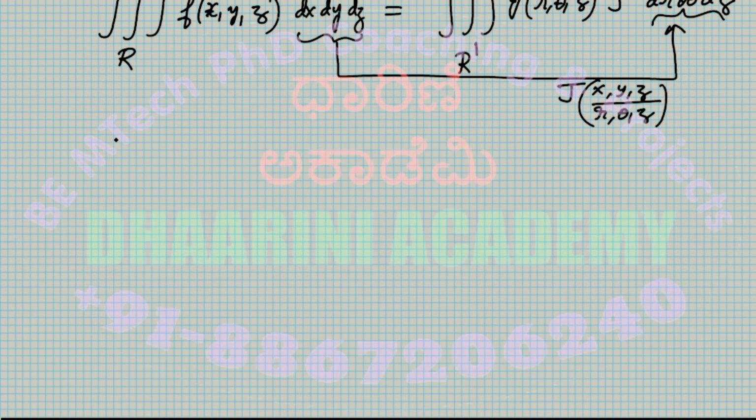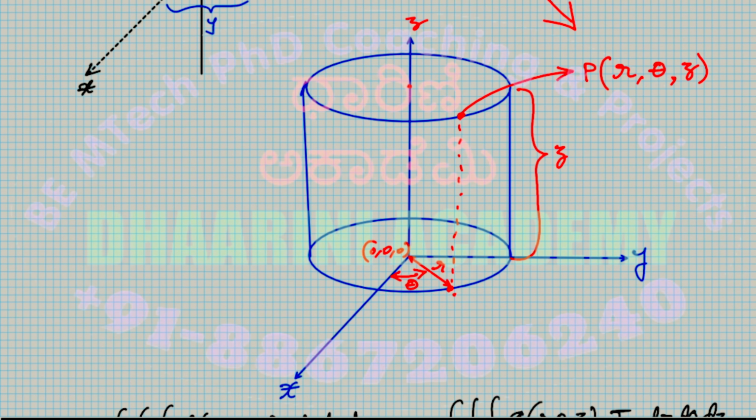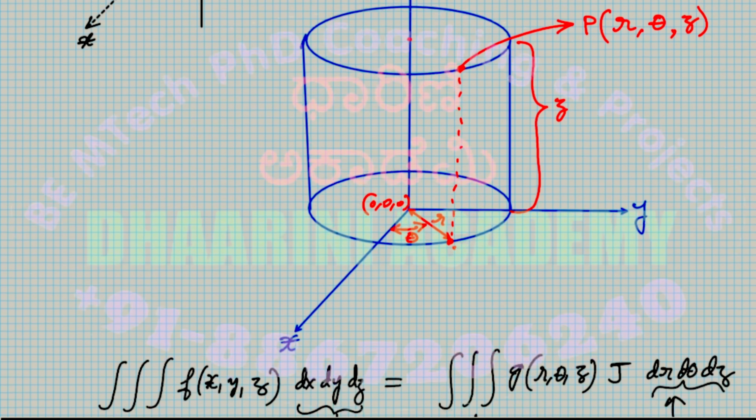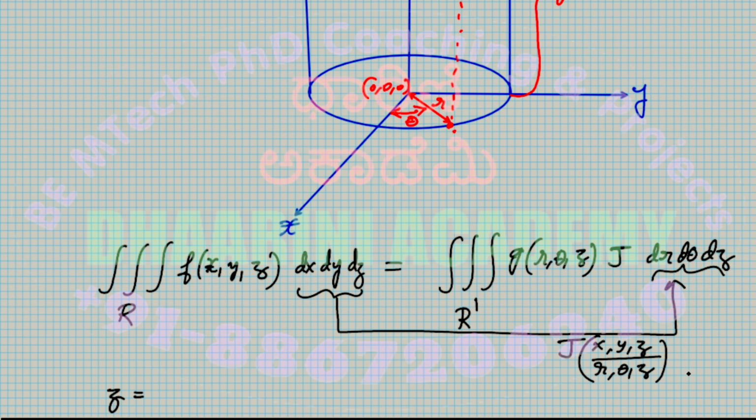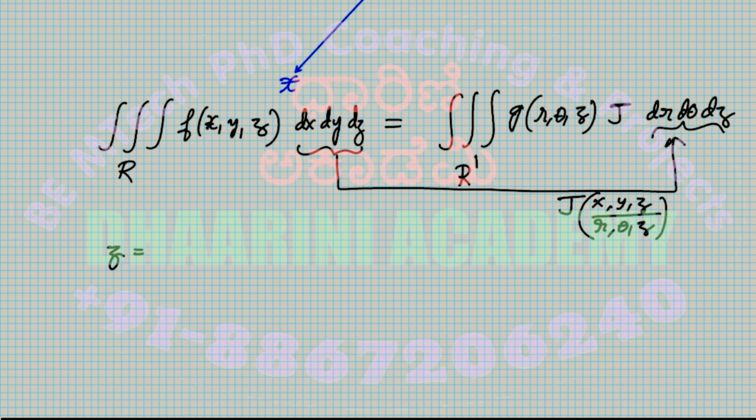No, G is not in terms of x, y, z. G will be r, theta. I'll come to that. I'll update this equation, but before that, I need to find the value of J in this case. Is it okay?